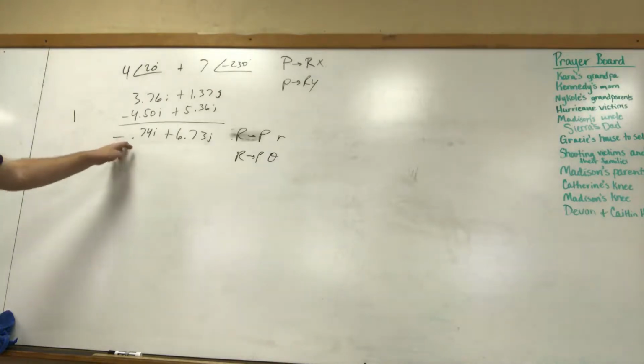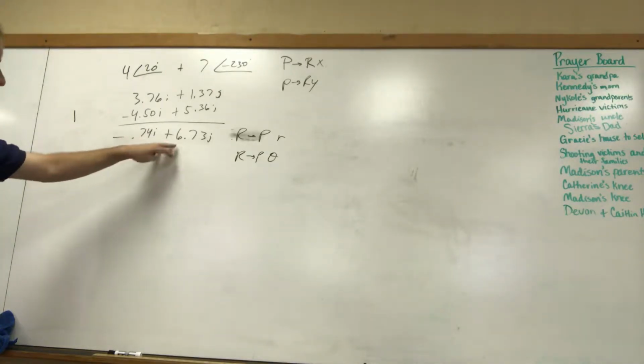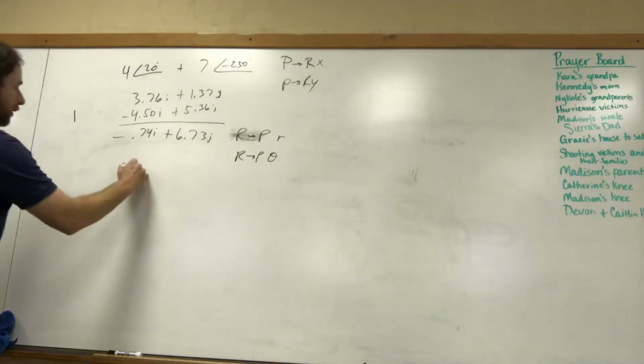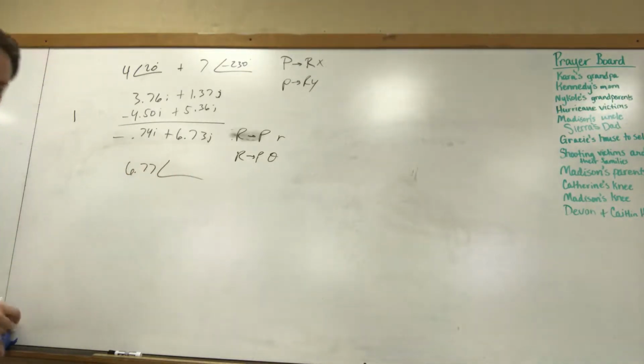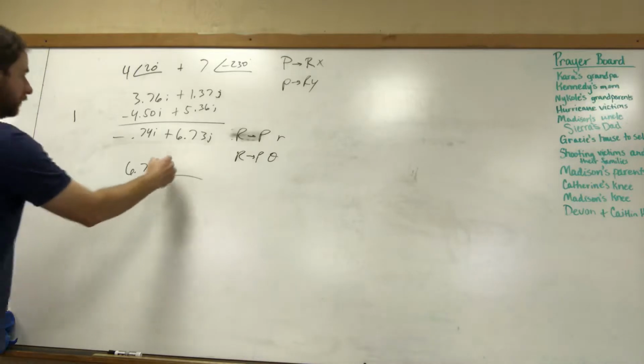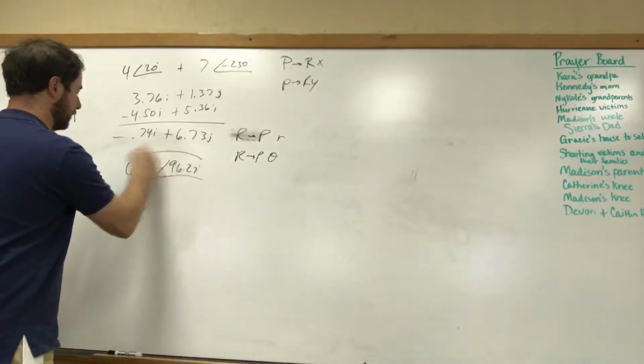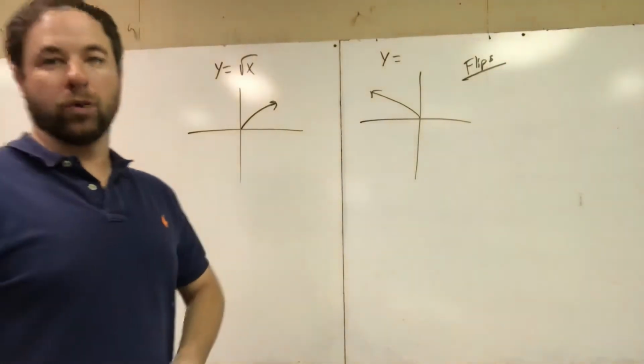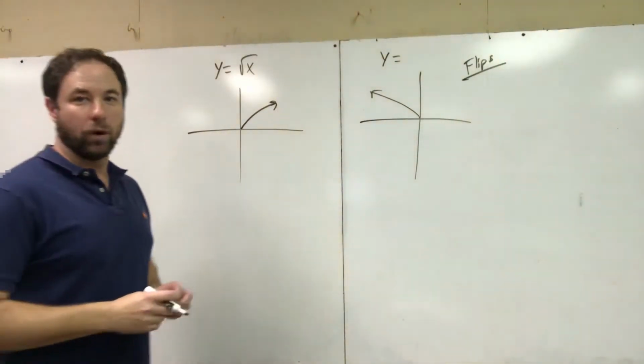When you plug that in, you get negative 0.74 comma 6.73. When you do that for the R, you get 6.77 for the radius, and for the angle you get 96.27 degrees. So this is how you add vectors. Now we're going to move on to lesson 31, really quickly.